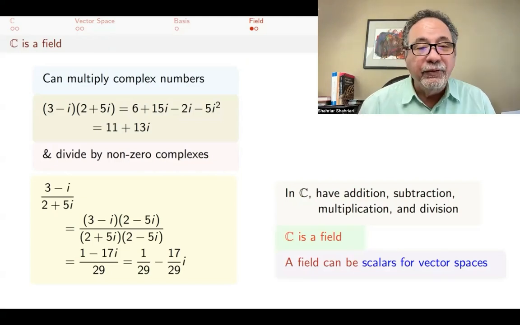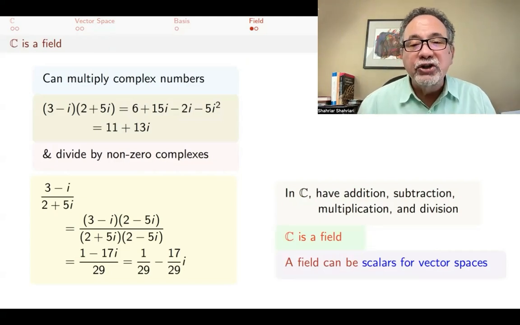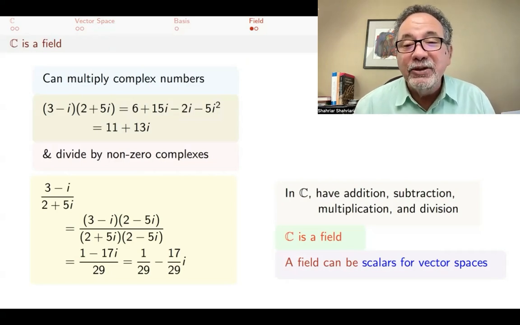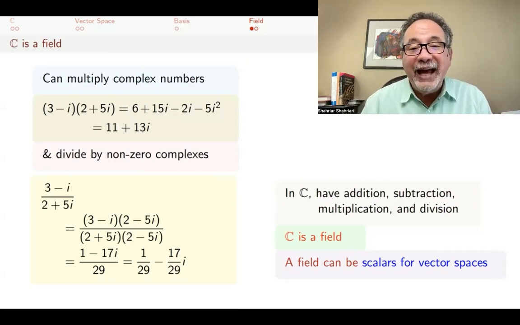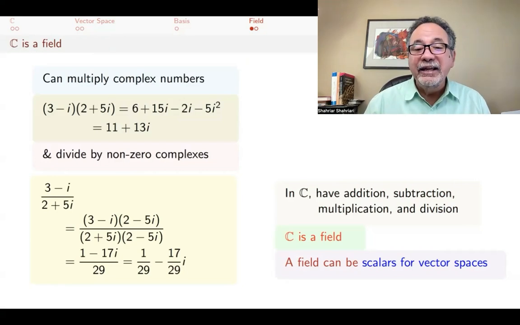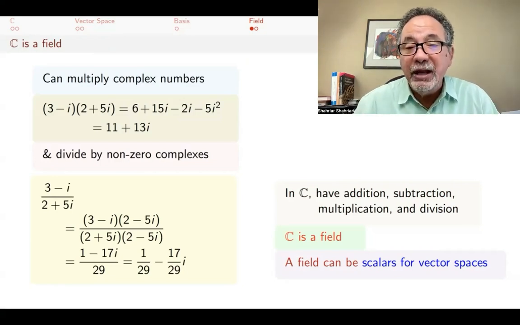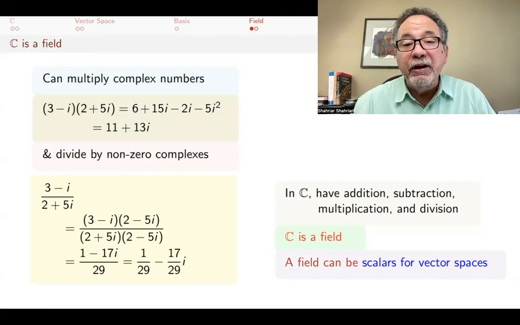So what do I mean by that? In the first run through linear algebra, the scalars are always real numbers. But as you get more sophisticated, the scalars can be elements of any field. What's a field? A place where you can add, you can subtract, you can multiply, and you can divide by non-zero elements. And C is a field, and therefore it can act like the scalars for a vector space. You can have vector spaces where the scalars are complex numbers, and that actually ends up being very important.